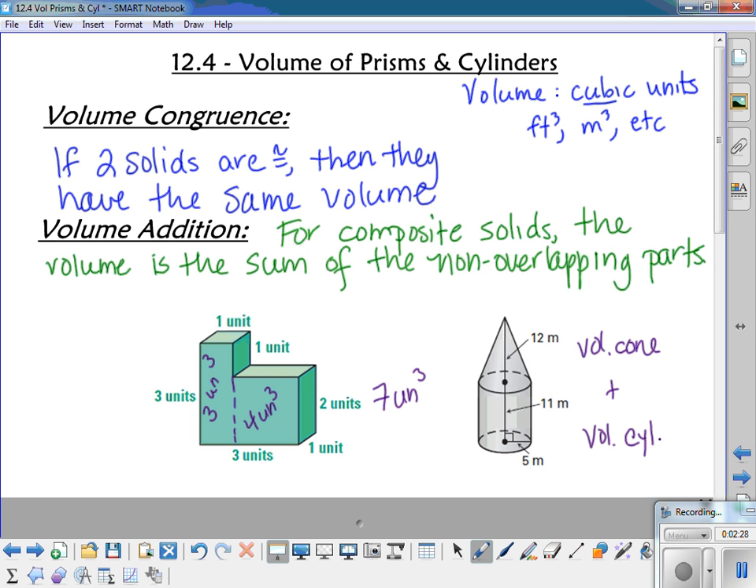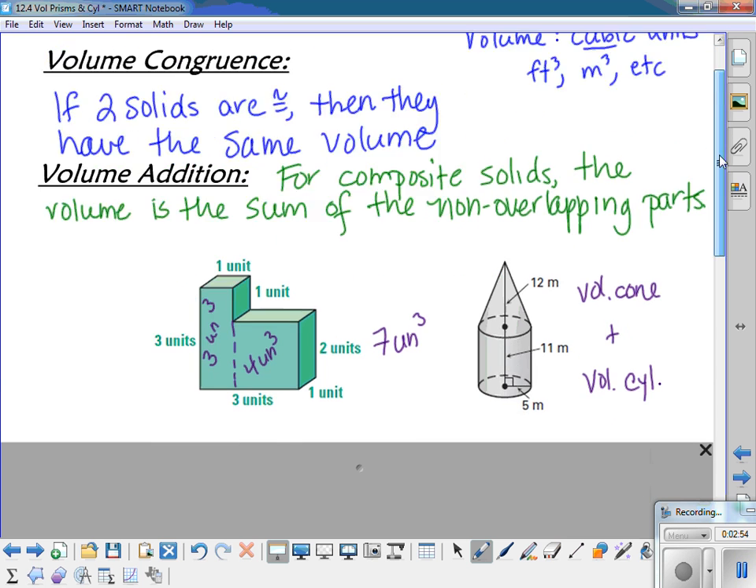So when we're talking about volume, we're talking about how much space something takes up, or how much it could hold. Like if I were to fill it with water, how much would fit in there. Whereas surface area, we were talking about just the outside of a figure, as if I was wrapping it in wrapping paper. So surface area is like wrapping paper, and volume is like filling up a pitcher of water. How much water would it hold?